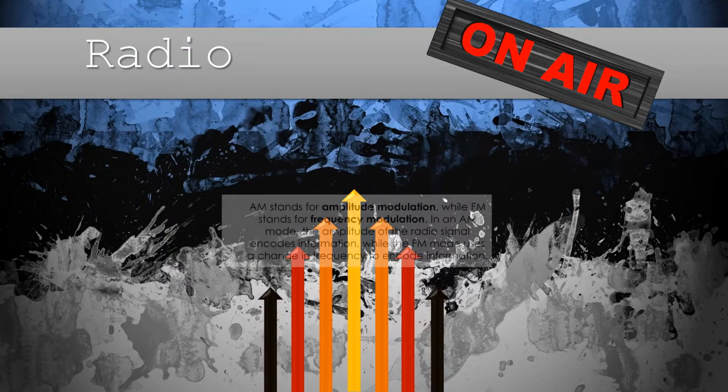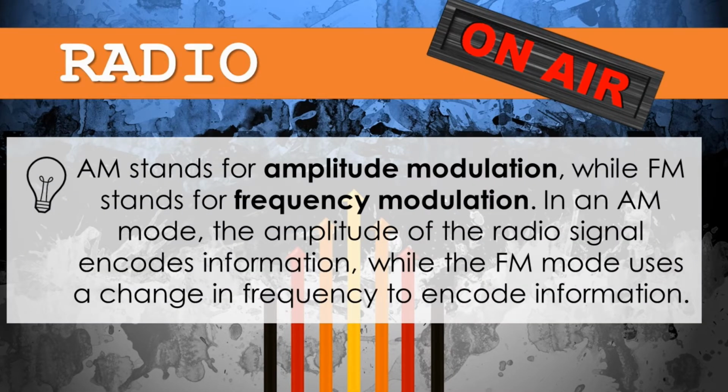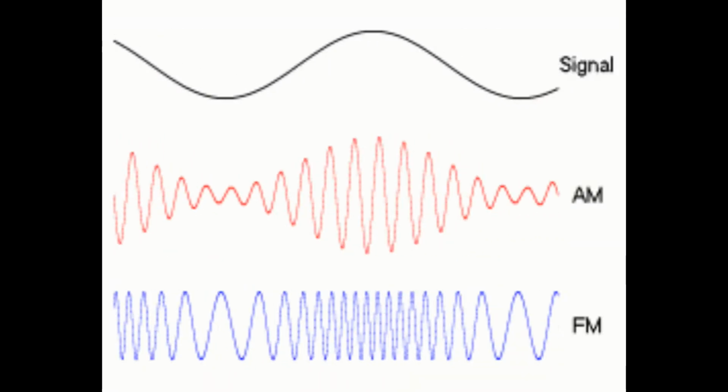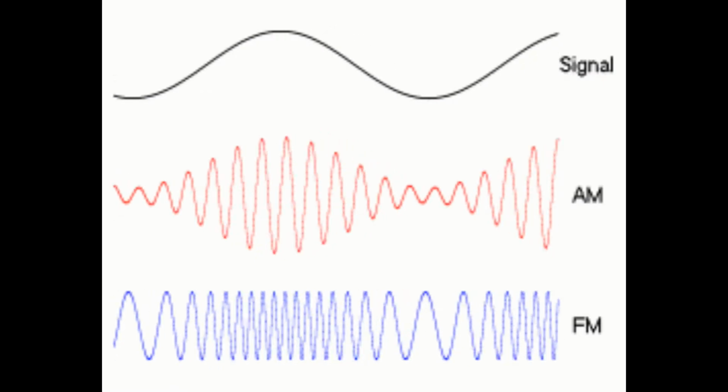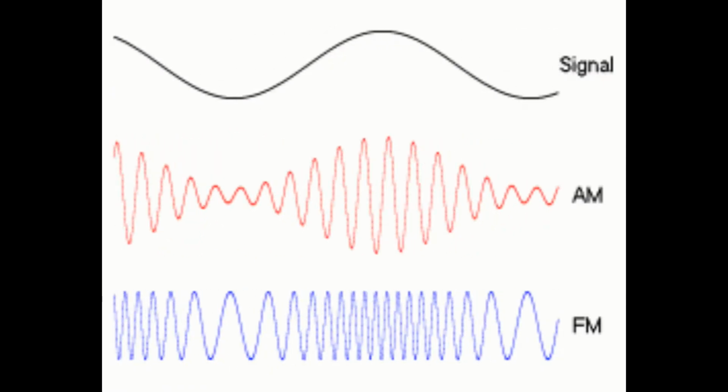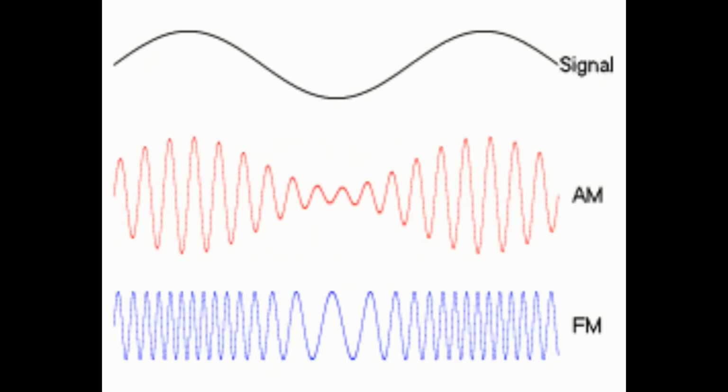Radio has two modes: the AM and FM. The AM mode in radio stands for amplitude modulation, while FM stands for frequency modulation. In an AM mode, the amplitude of the radio signal encodes information, while the FM mode uses a change in frequency to encode information.